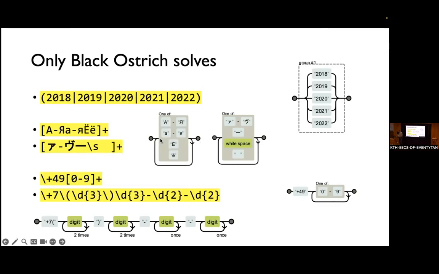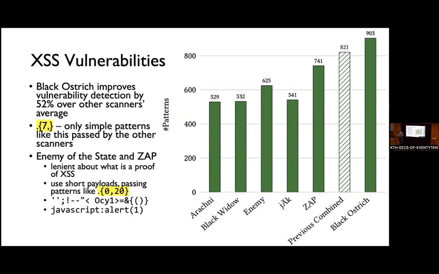Okay, so that's great. What about vulnerabilities? Here, again, this is a testbed experiment. We look for vulnerabilities in the patterns that we find. And again, we find many more vulnerabilities than others. Compared to others, it's a 52% improvement in the number of vulnerabilities found.